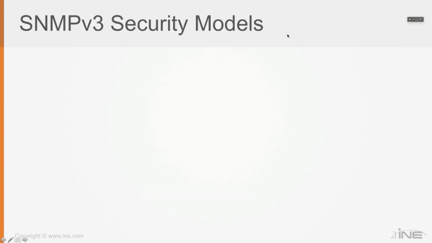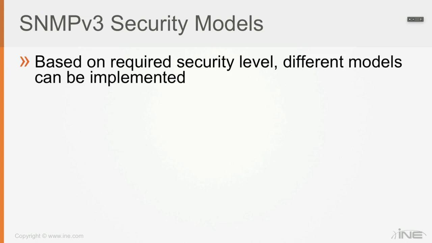Now, to provide those security features in version 3, we have something called security models in SNMP version 3, based on the security level we want to achieve in our network. And of course, to do both encryption and authentication via SNMP version 3, the manager also has to support that. So based on the required security level or the supported capabilities of the manager, different models can be implemented.